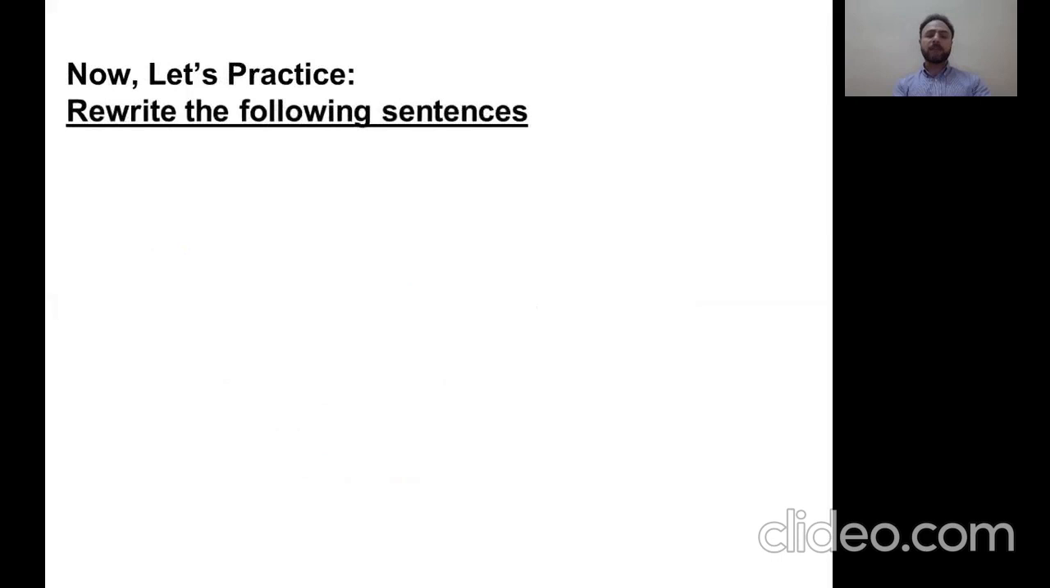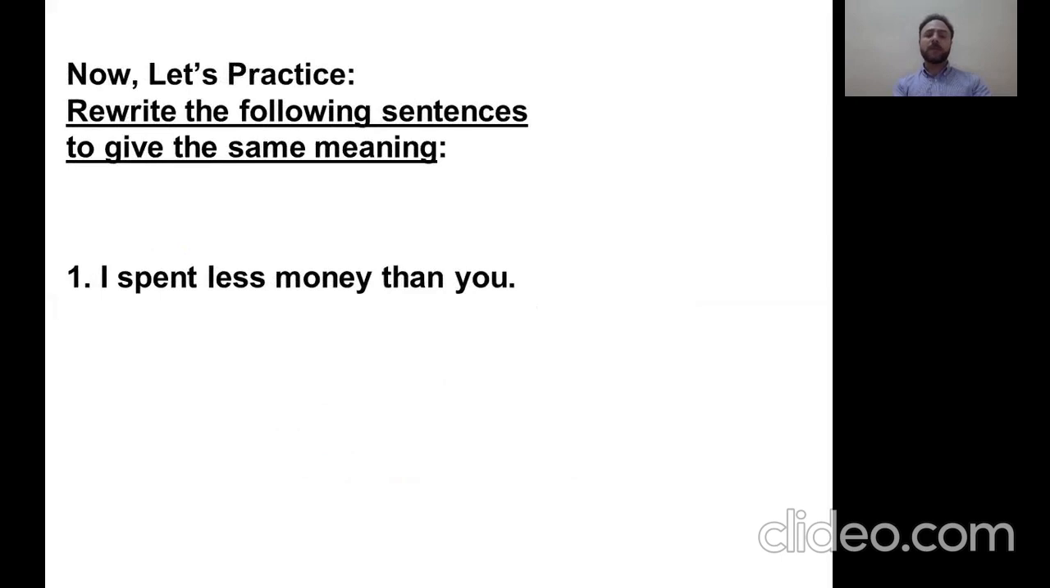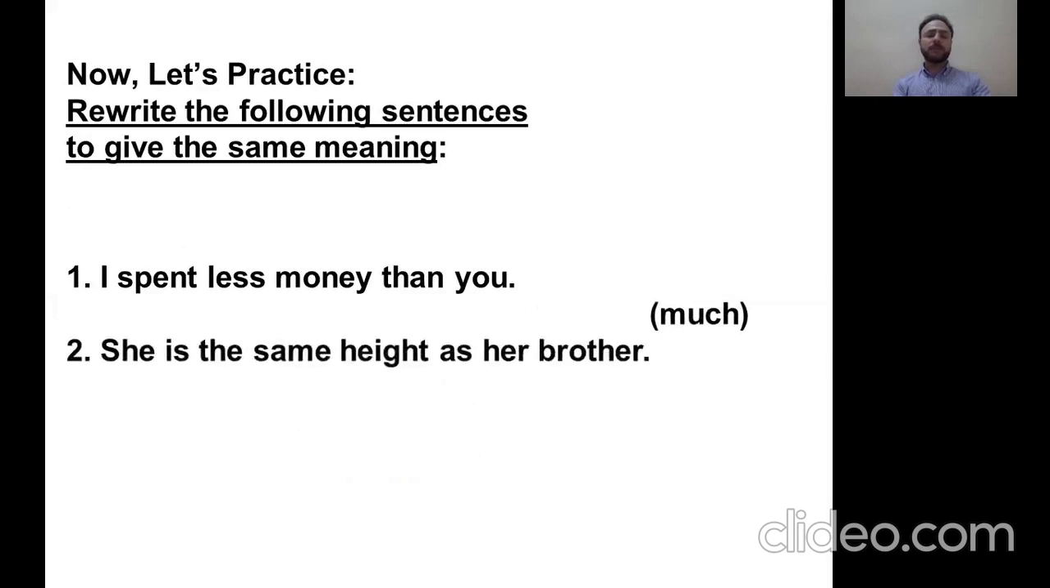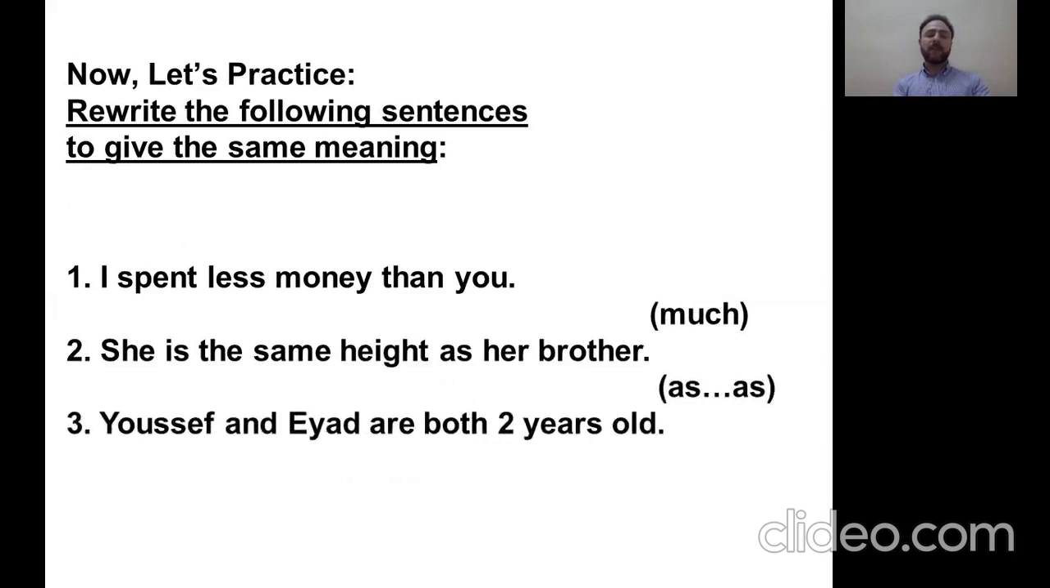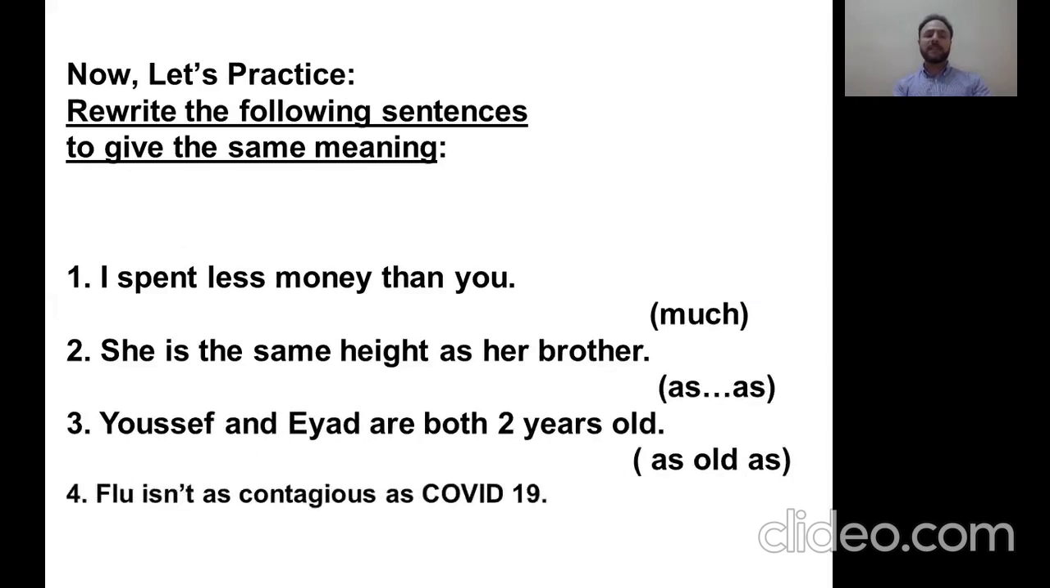Now let's practice. Rewrite the following sentences to give the same meaning. Number 1, I spend less money than you. Use much. Number 2, she is the same height as her brother. Use as. Number 3, Yusuf and Iyad are both 2 years old. Use as old as. Number 4, flu isn't as contagious as COVID-19. Use less and more. You can have some time to answer, and then you are going to check your answers in the comments.